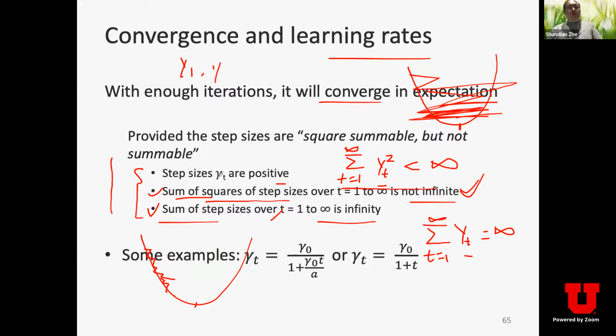And then what kind of schedule of gamma t will satisfy those conditions? There are many. Here we give two common examples. One is where you have some gamma 0. Of course, gamma 0 must be positive. It's some hyperparameter, and some a positive. As long as you schedule gamma t following this, it will satisfy both conditions. Another example is here. In our homework, we'll ask you to follow these two schedules to implement your stochastic subgradient descent for SVM. And you will see how the convergence behaves.